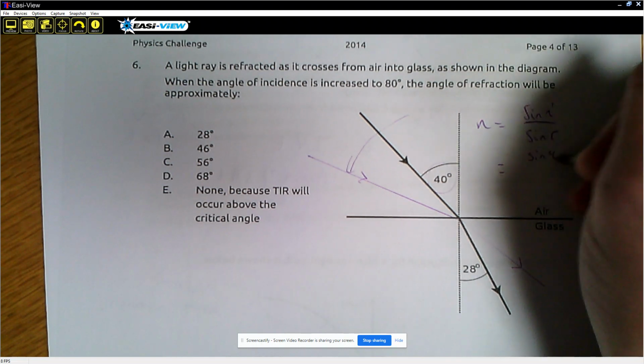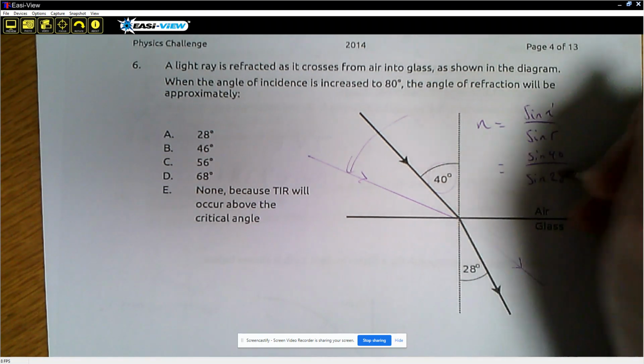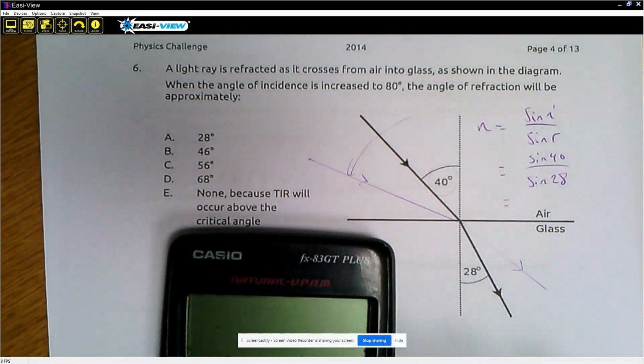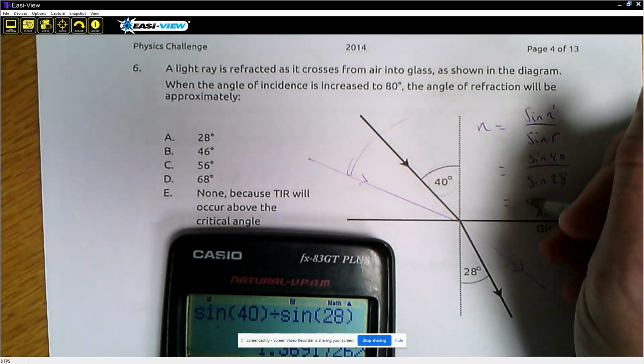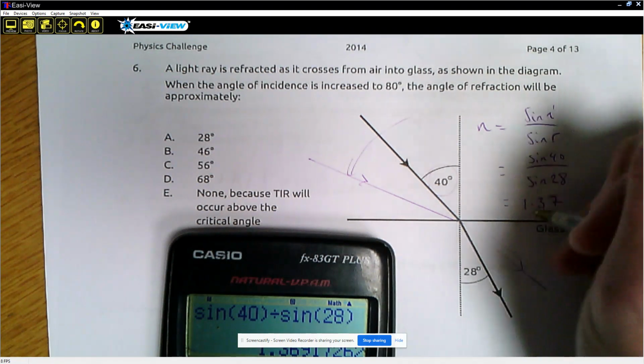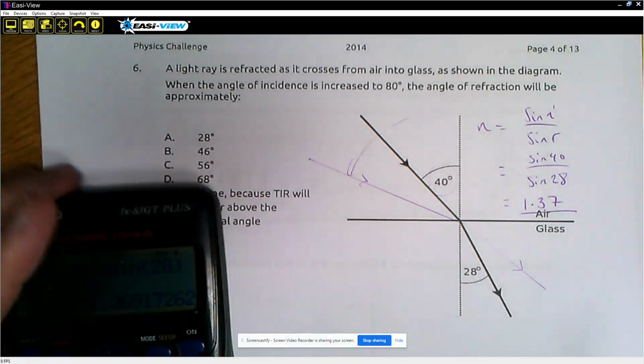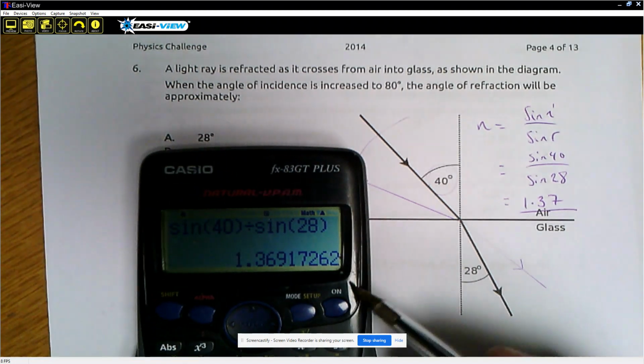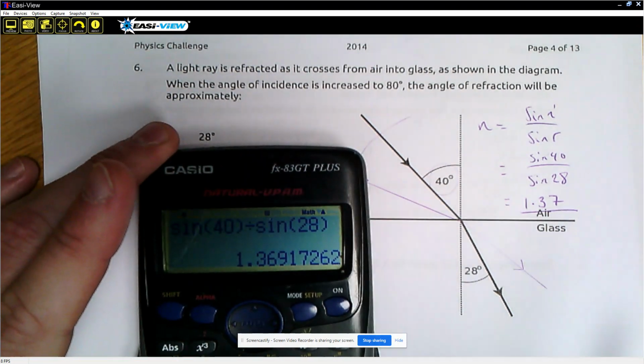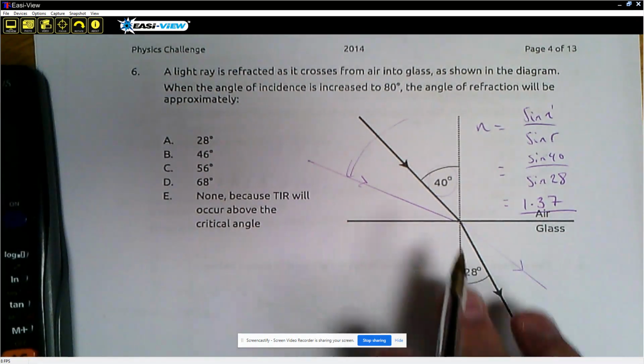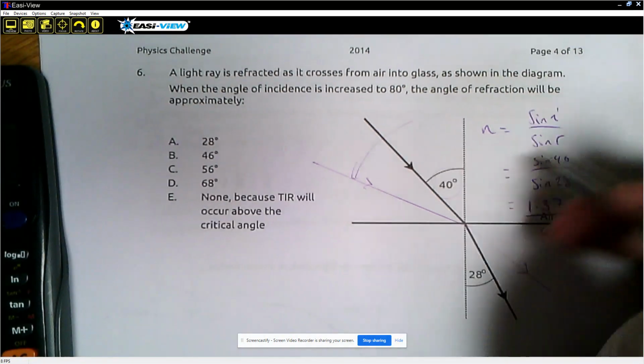So the sine of 40 divided by the sine of 28 should give me the refractive index. So the sine of 40, get this correct this time, divided by the sine of 28 will give us a value greater than 1. I hadn't put it in my calculator correctly, and I knew that was wrong because I got a value of less than 1. So I got 1.37. I might leave it in my calculator as 1.369170, all that stuff.